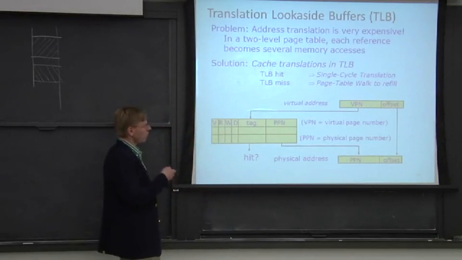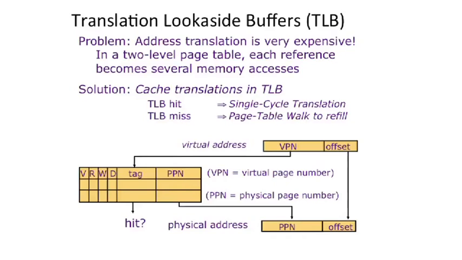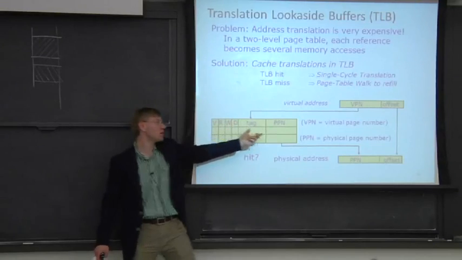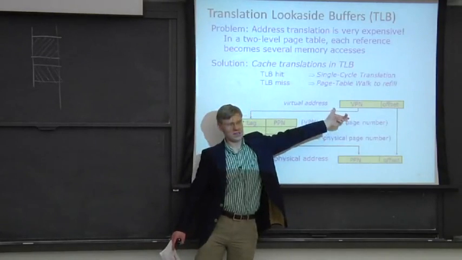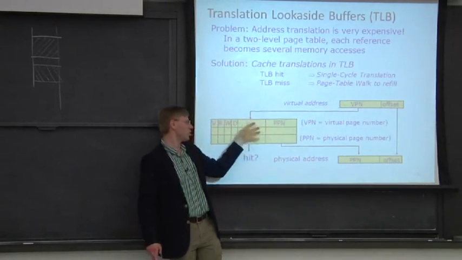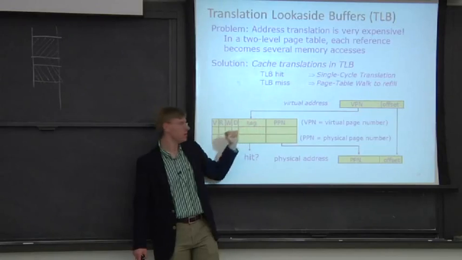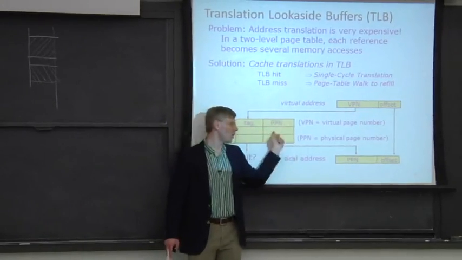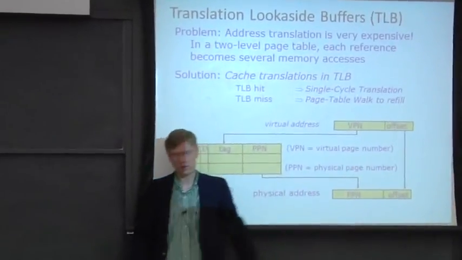Now, there's different ways to go build these caches. The most common way is to actually have them be fully associative. So if they're fully associative, you have to do a tag check. There's a tag in here, which gets matched against the virtual page number. And it's associative, so it can be in any location in this TLB. And then finally, this is the data payload, or the physical page number, which comes out.